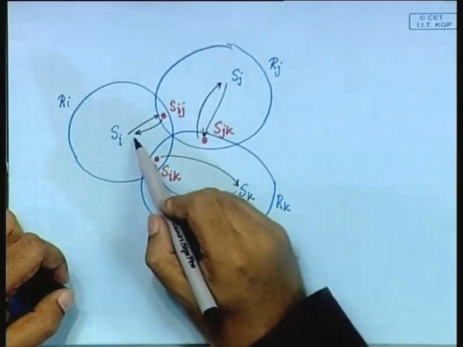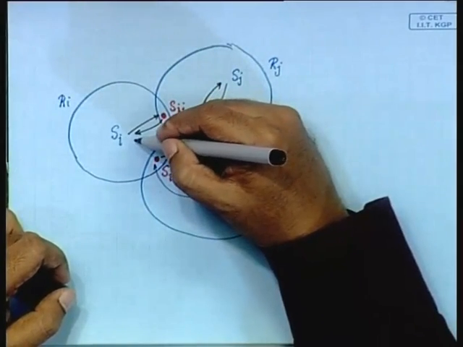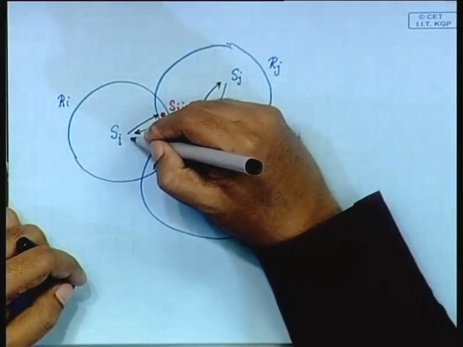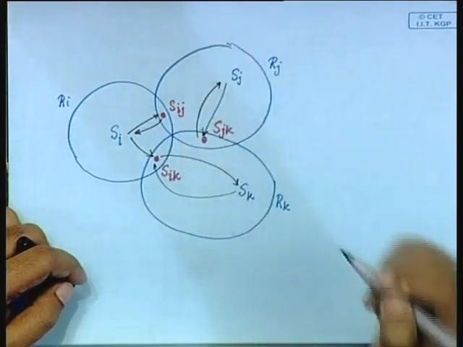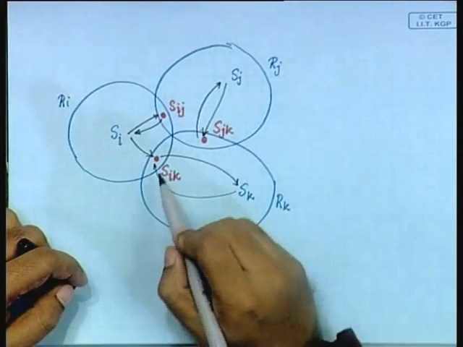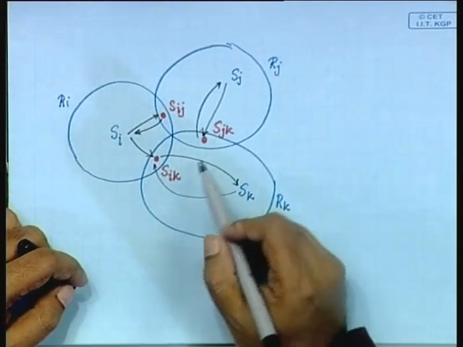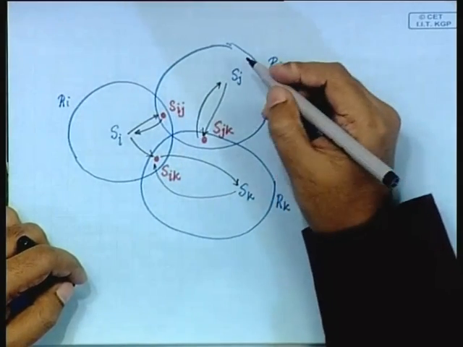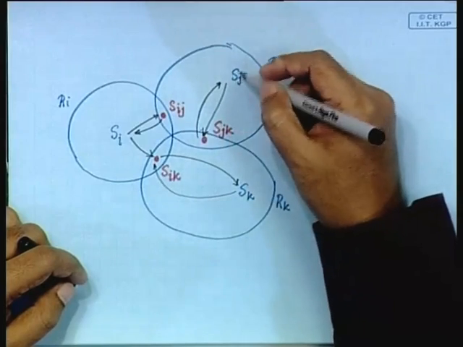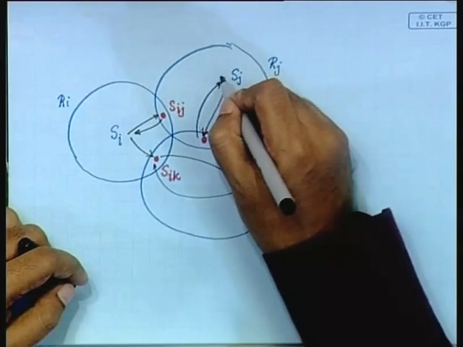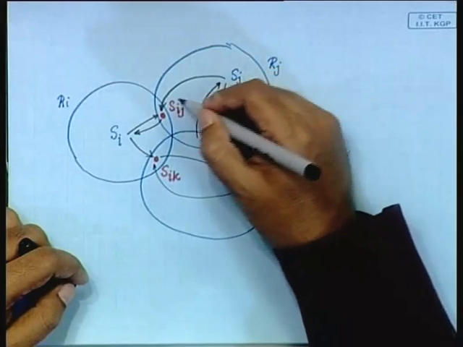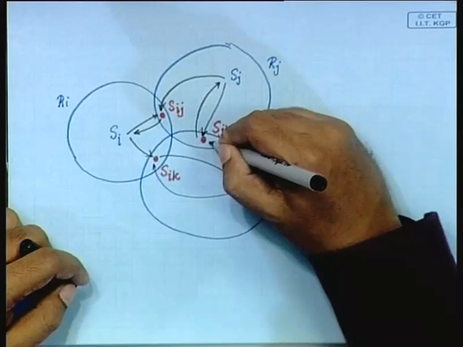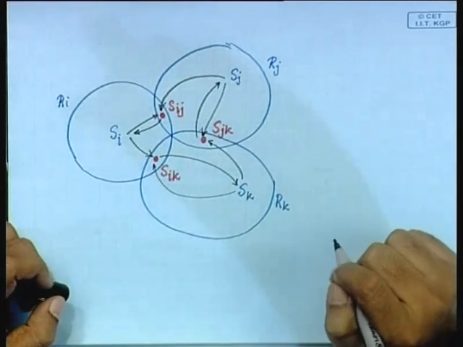Now, what should Si do? It must now also take permission from Sik. So, it sends a request to Sik, but that request cannot yet be granted because Sik has already given a reply to Sk, right. And Sj, after getting the reply from Sjk, must also request Sij, but then Sij cannot reply now, and Sk will also request Sjk, but Sjk cannot reply now.